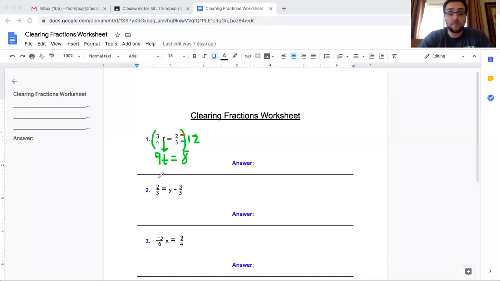So in order to solve this now, it's just like you would do with me before we ended up leaving because of this whole coronavirus thing: you want to get t by itself, or get the variable by itself. So you're dividing it by 9, you're dividing it by 9, and your answer would be t equals 8 over 9.